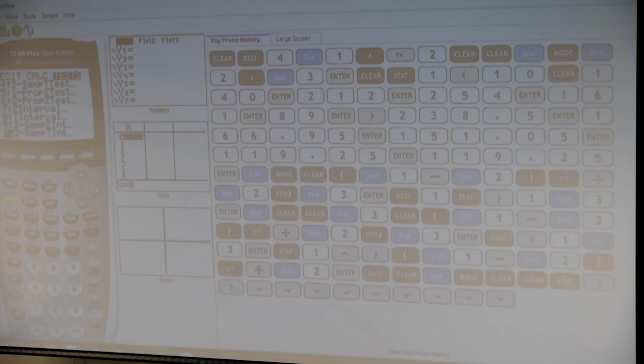Good? Awesome. So what are we putting in for degrees of freedom? Is that 794 or is that 4? 4. Okay, thanks.